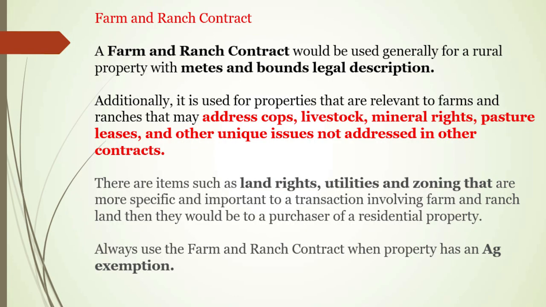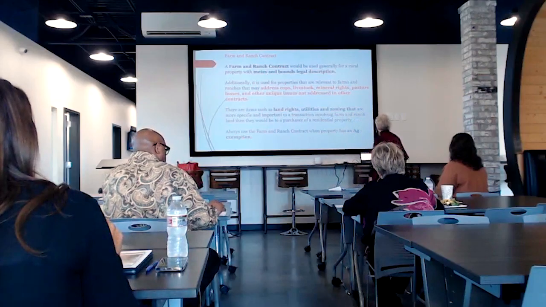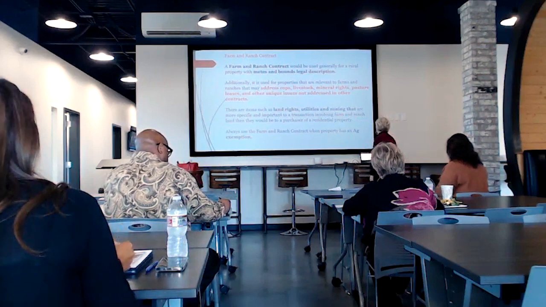Additionally, it's used for properties that are relevant to farms and ranches that address crops, livestock, mineral rights, pasture leases, and other unique issues that are not addressed in other contracts. There are items such as land rights, utilities, and zoning that are more specific and important to transactions involving farm and ranch. All right? Always use a farm and ranch contract when property has an ag exemption. That's always important, and you'll see why.